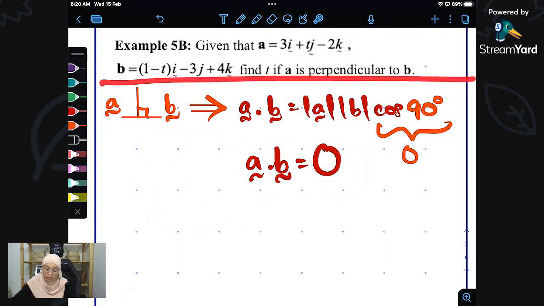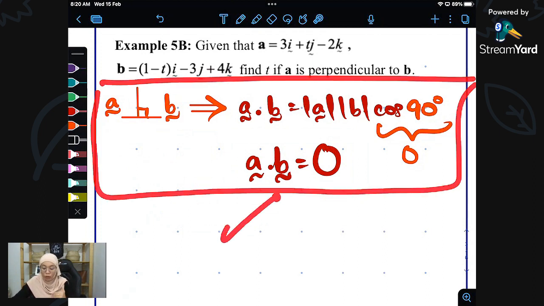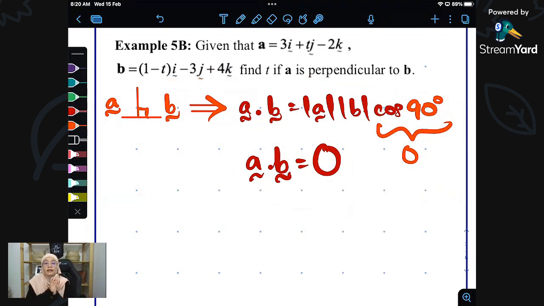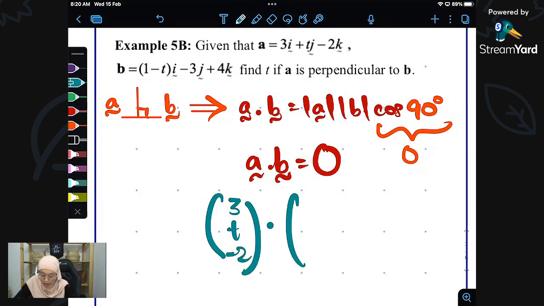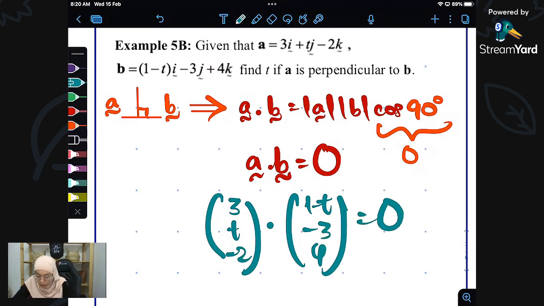Okay, so this is something that you can memorize and also understand the concept at the same time, just because of the 90 degree angle. Okay, and so setelah faham, sangatlah mudah, masukkan sahaja vector A, 3, t and negative 2, dot with the 1 minus t and negative 3 and positive 4 equal it to 0.